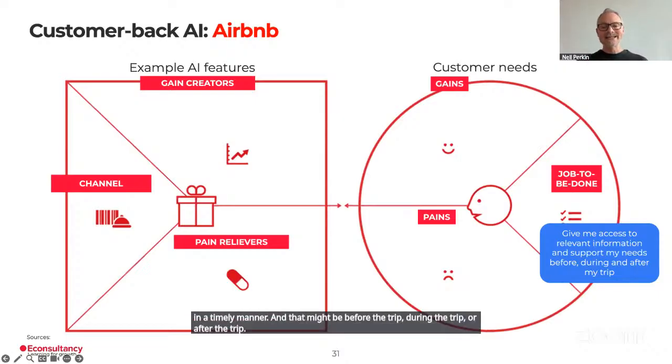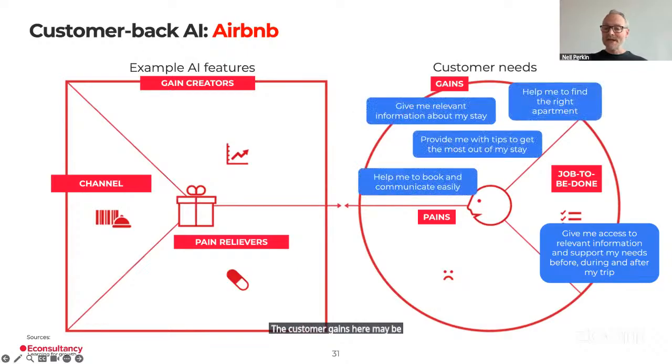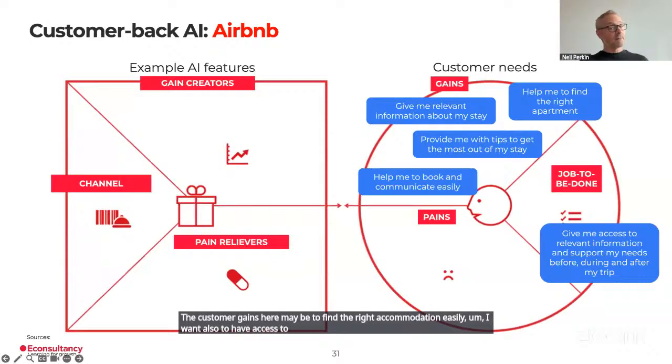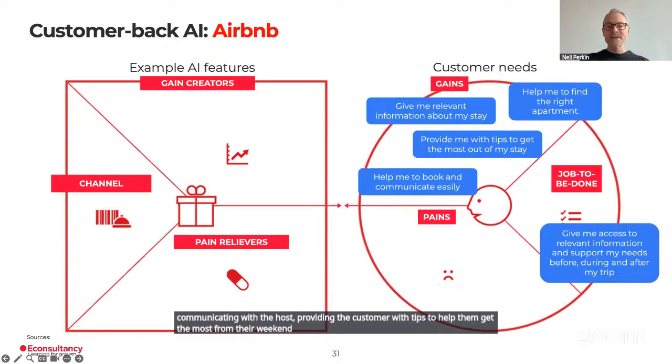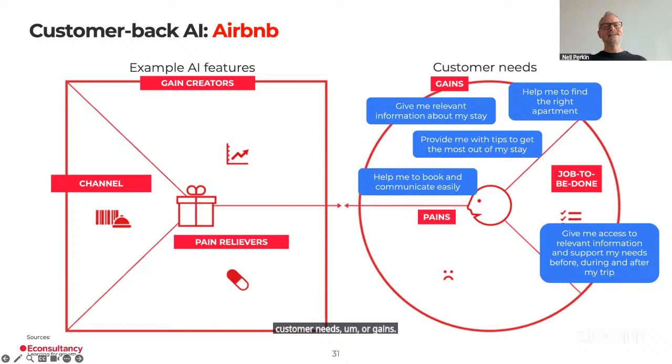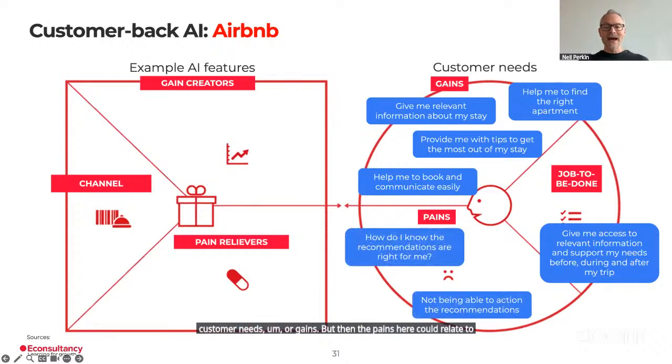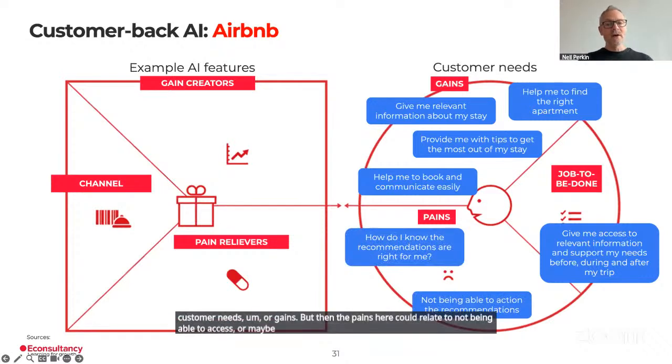The customer gains here may be to find the right accommodation easily. I want also to have access to relevant information about my stay, maybe helping with communicating with the host, providing the customer with tips to help them get the most from their weekend away. All of those things are potential customer needs or gains. But then the pains here could relate to not being able to access or maybe action relevant recommendations. The user feeling that the recommendations are too generic, they're not for me, or not tailored enough to their needs.